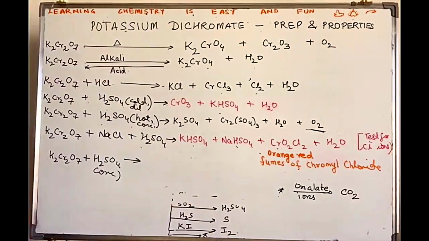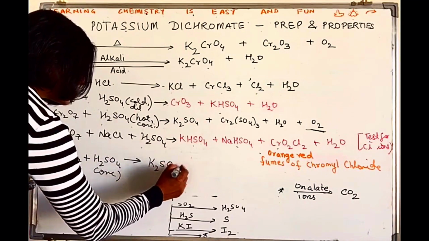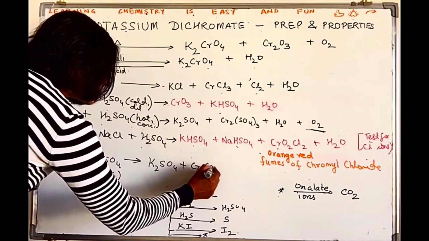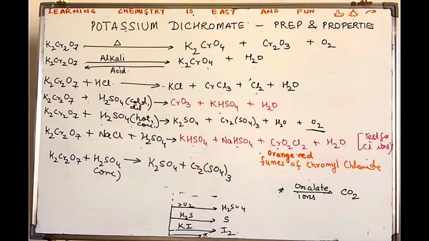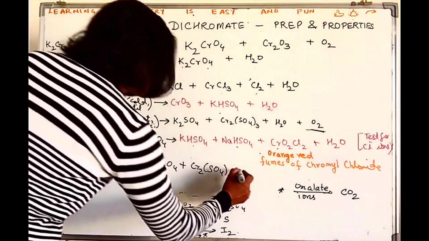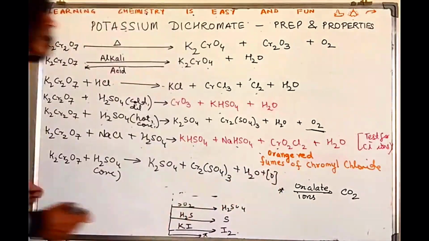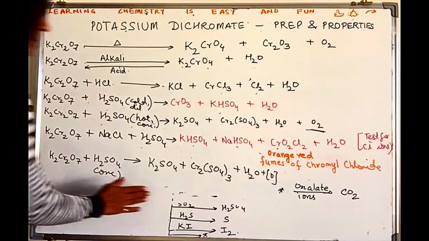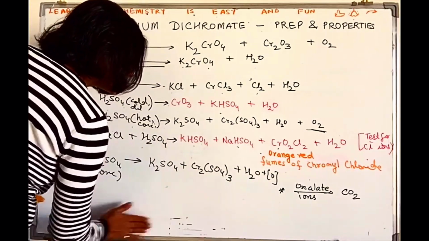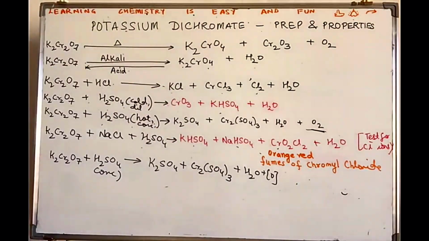K2Cr2O7 plus H2SO4 gives me K2SO4 plus Cr2(SO4)3. All these formulas, no need to memorize. If you know your symbols and valencies, you will be able to write these equations. Plus water plus nascent oxygen. Potassium dichromate is a very good oxidizing agent in acidic medium. So what will happen over here is it is releasing the nascent oxygen. Correct? Now how does this nascent oxygen come in handy?